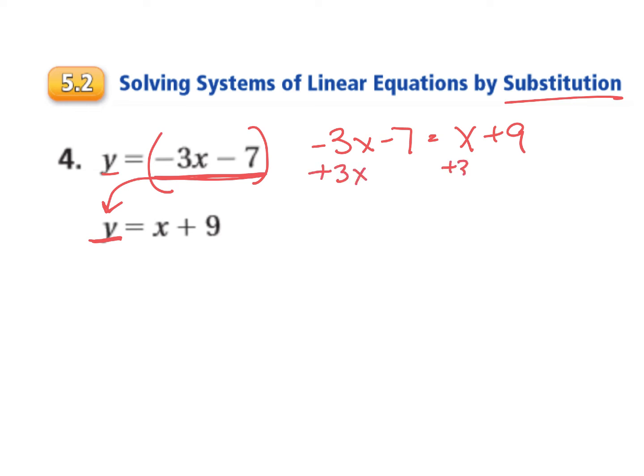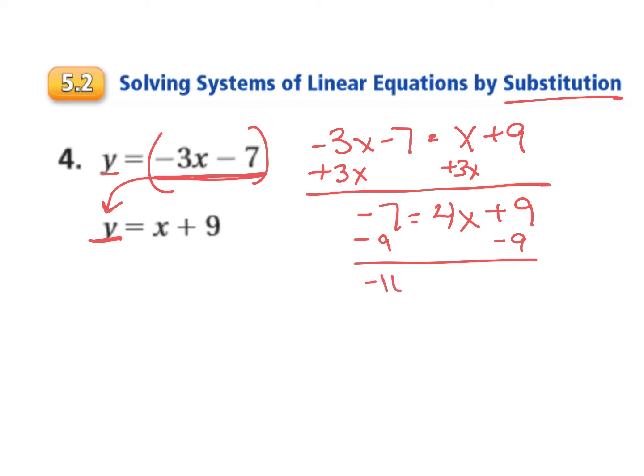I'm going to add 3x to both sides, making sure I keep things positive, make things a little bit easier. Negative 7 equals 4x plus 9. I'm going to subtract 9 on each side. Gives me negative 16 equals 4x. Divide by 4, so x equals negative 4.